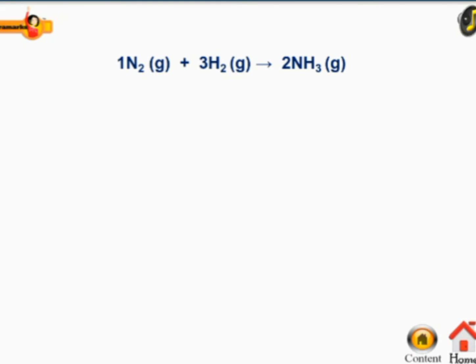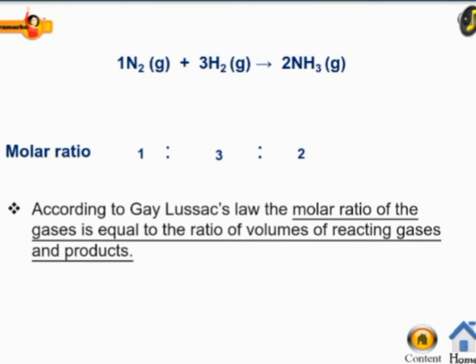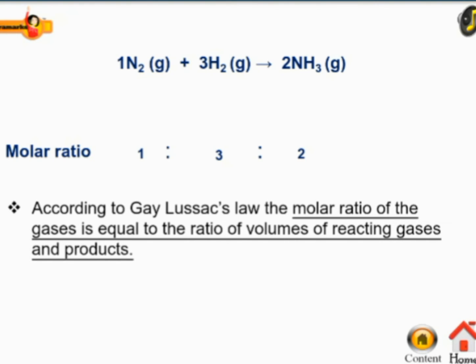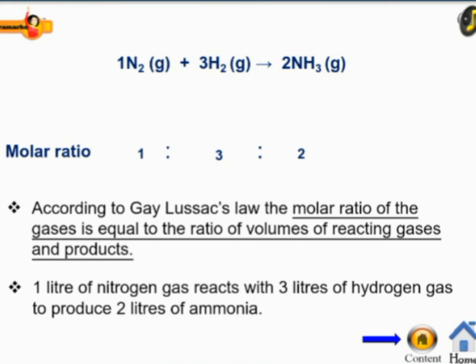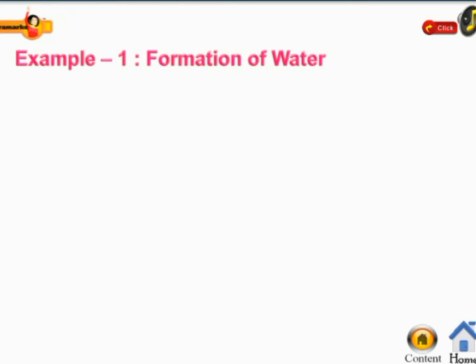Consider the following reaction. The molar ratio for this reaction is 1:3:2. According to Gay-Lussac's law of gaseous volume, the molar ratio of the gases is equal to the ratio of volumes of reacting gases and products. 1 liter of nitrogen gas reacts with 3 liters of hydrogen gas to produce 2 liters of ammonia.